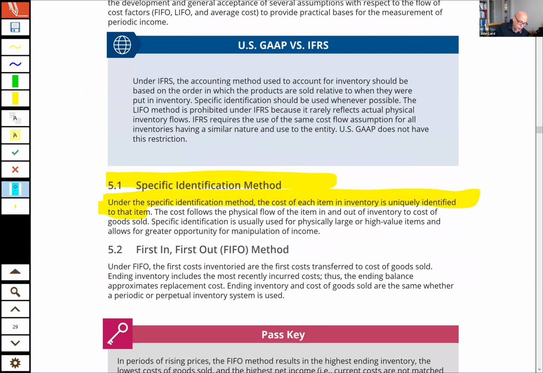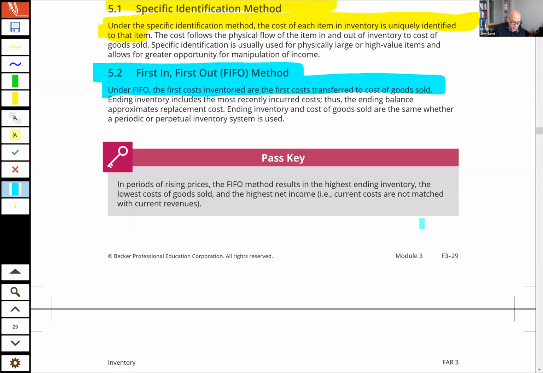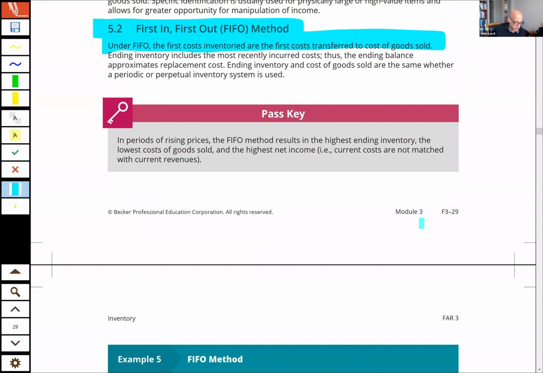Okay. All right, good. Now, the cost flow assumptions, yes, FIFO, LIFO, and so on. Okay. So under FIFO, the first cost inventoried is the first cost transferred to cost of goods sold. So let's just go ahead and I'm going to co-op some of this space down here. I think you know all this, but it's not a bad idea for us to just sort of take a second to just visualize what's going on with FIFO.